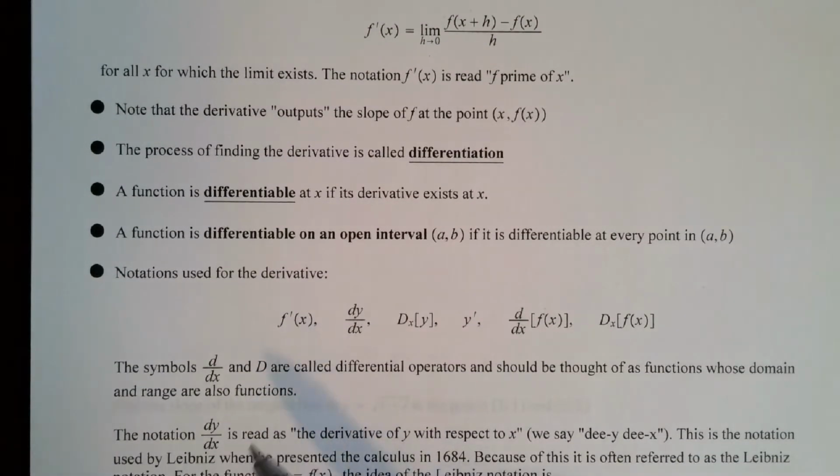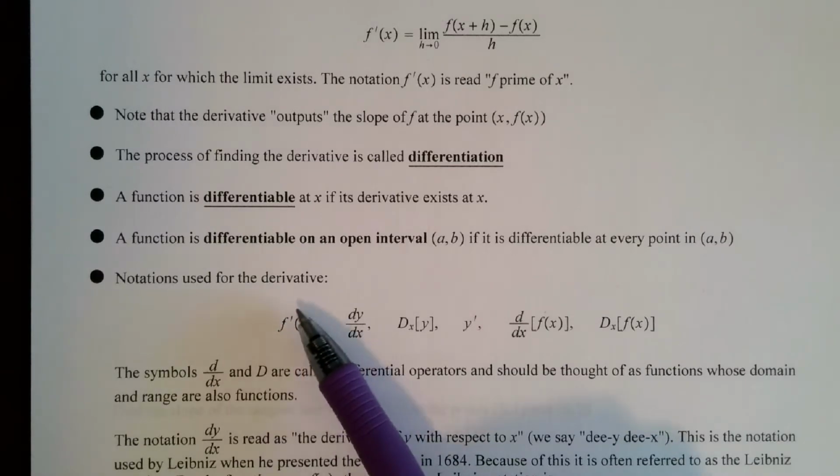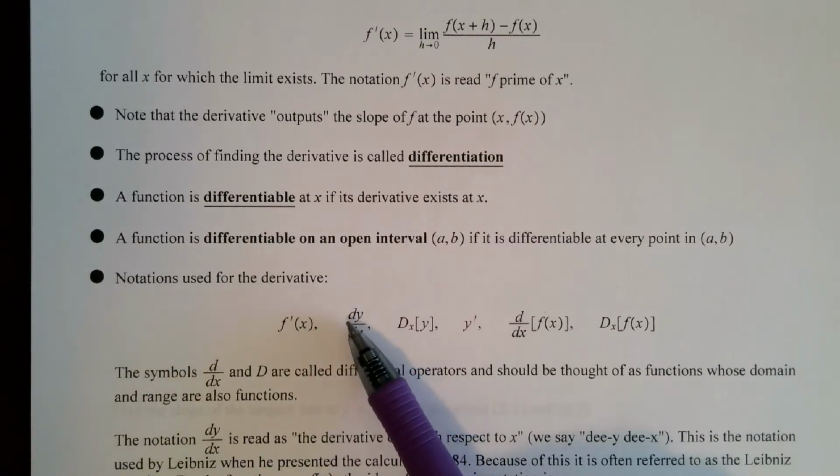Now, notations for the derivative. So this is the very common notation we introduced last time, and this is the f prime notation, right? This is read f prime of x. It's the derivative of the function f evaluated at x. Okay. Some other notations that we'll use are here.